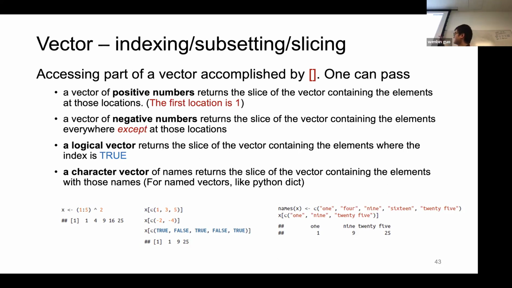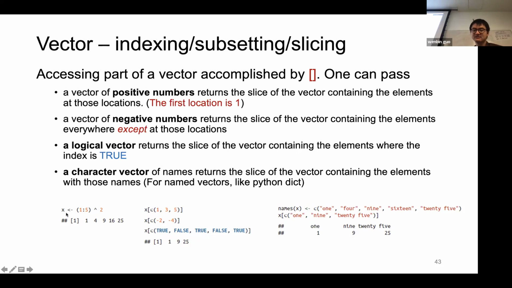So besides the positive numbers, which just returns the sliced vector containing those elements in those locations, you can also put negative numbers. The negative numbers, again, are different from Python, which will start from the tail of the vector, right? But the negative numbers in R mean you exclude them. You are not selecting them. So this is the negative number meaning.